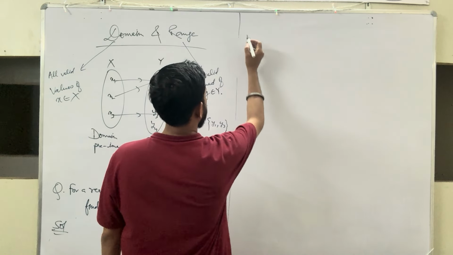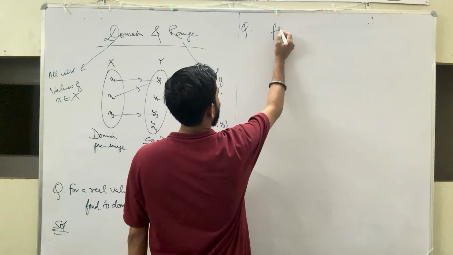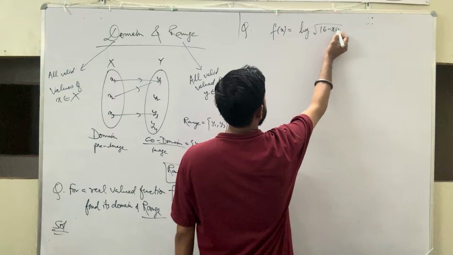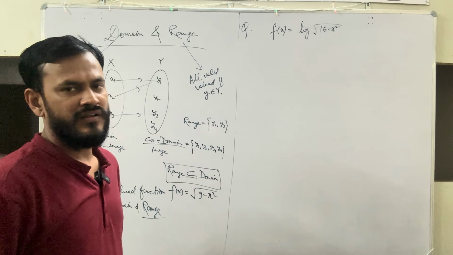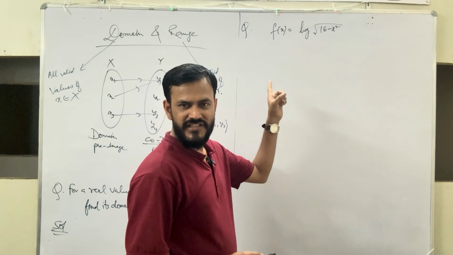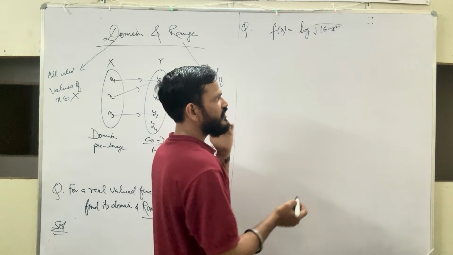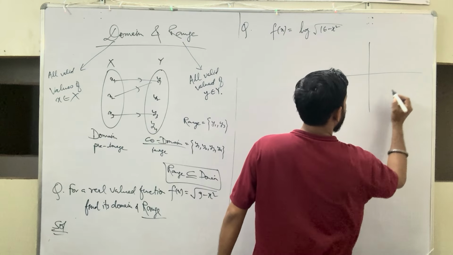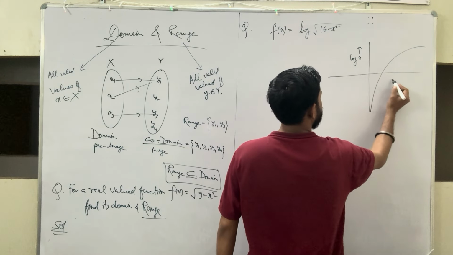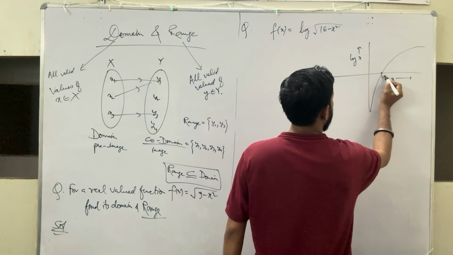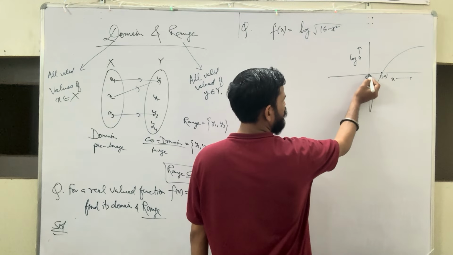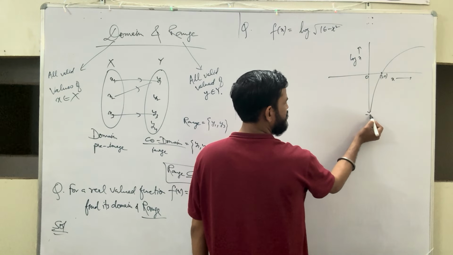Suppose we have another real valued function where f(x) is equal to log of square root of 16 minus x square. That is an interesting question because it has a logarithm function and a square root function. So you know, the logarithm function looks like this. This is log x and this is x. So you see, at 1, when the argument becomes 1, the log function is 0, and at 0, the log function attains minus infinity.